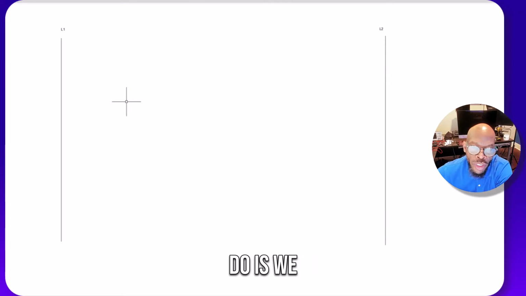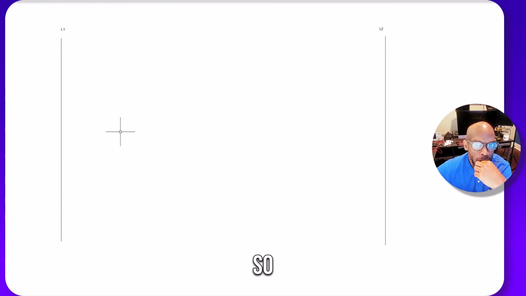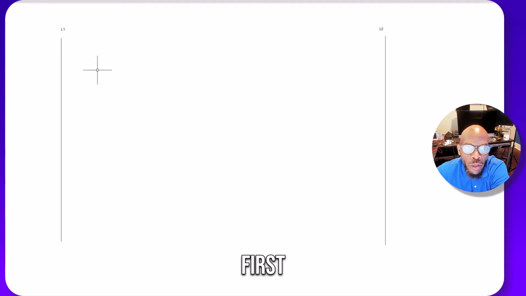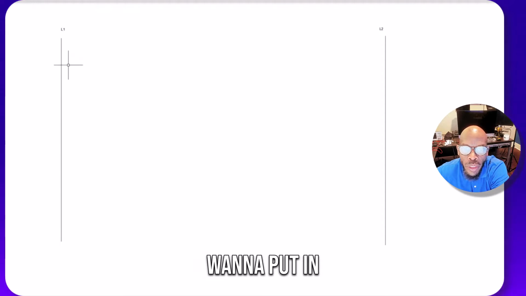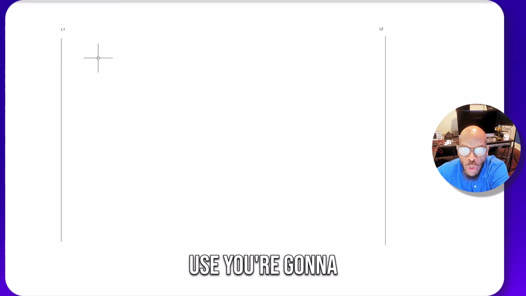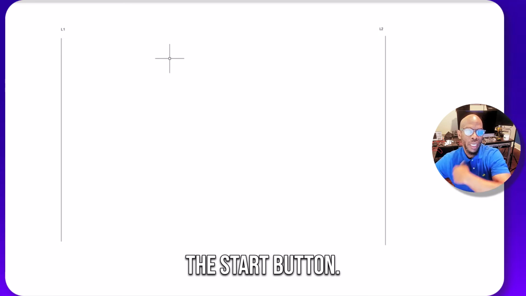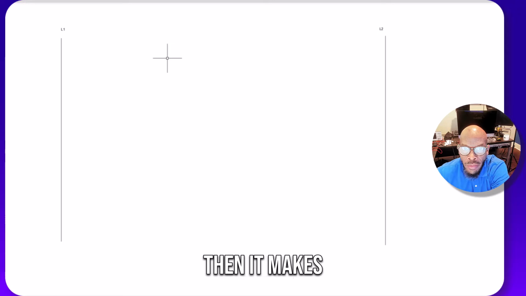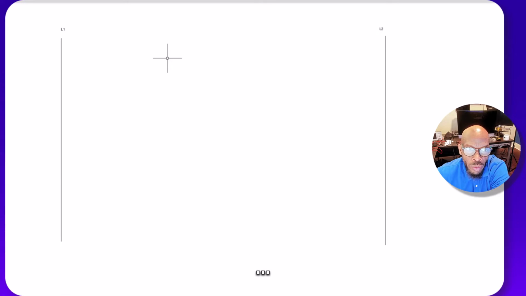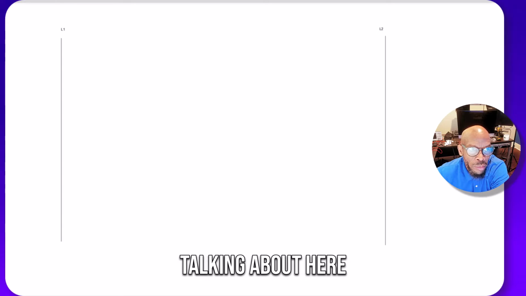Okay, so next thing we want to do is put these push buttons in here. The start push button is normally open. The first push button that we want to put in here is a normally closed stop push button, because you're going to learn about these auxiliary contacts that are going to have to go around. They're going to be in parallel with the start button. And when you wire it in that fashion, it makes the relay stay on when you release the start push button. So let me show you what I'm talking about here.